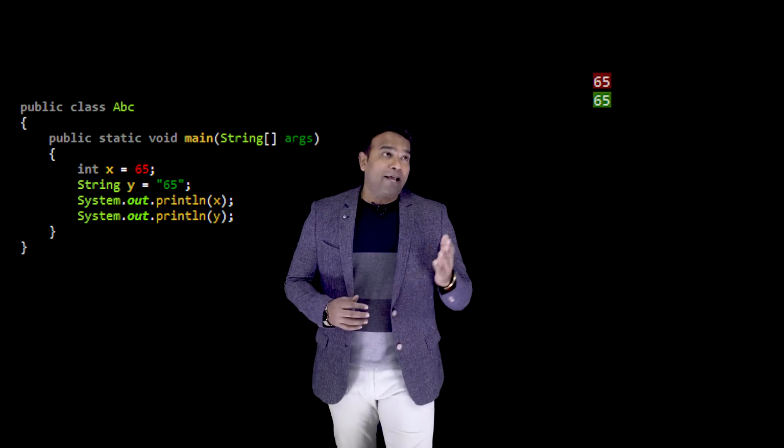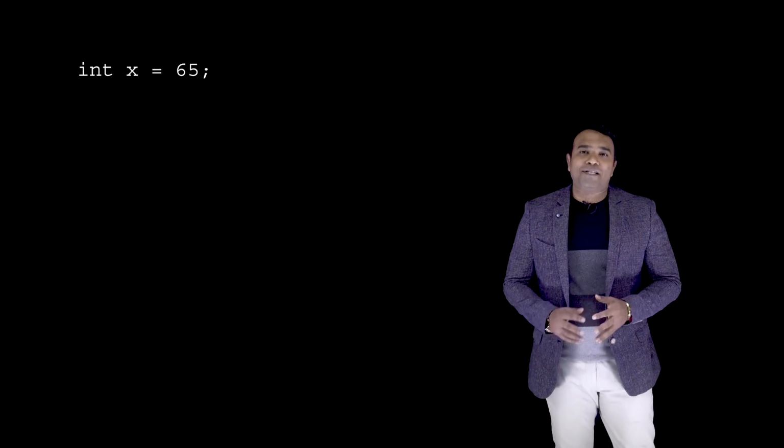Well, as you can notice, in the output, they appear completely the same. Does it mean that the manner in which this 65 is stored in the memory is absolutely the same as the second 65? Or is there really any difference? Because at least to the naked eye, they appear the same. So, really, are they stored in the same manner? Let's explore. Let me begin by considering this statement.